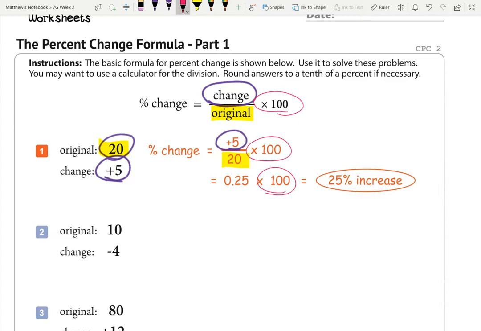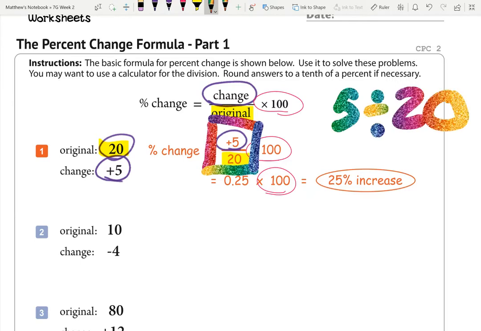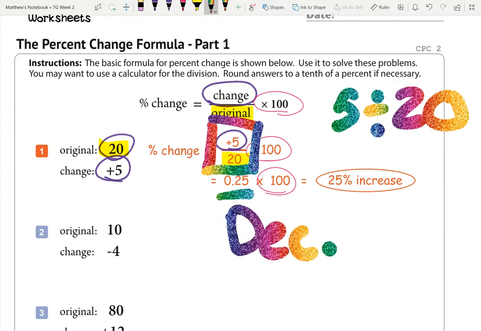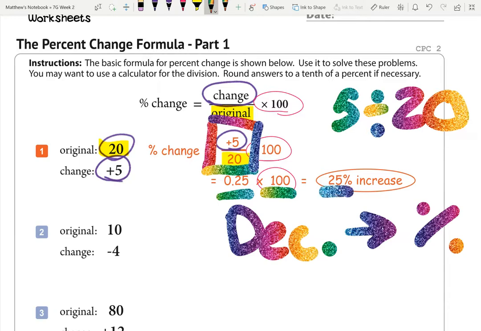Now notice when we do this, $5 divided by 20, right? Because that's what 5 over 20 is. 5 divided by 20 is going to give us 0.25. Now that's our decimal form, and we don't want it as a decimal. We want it as a percentage. So we need to, of course, multiply by 100. And then that tells us that it's going to be 25%, and an increase because we're going up 5. It's the change of positive 5.